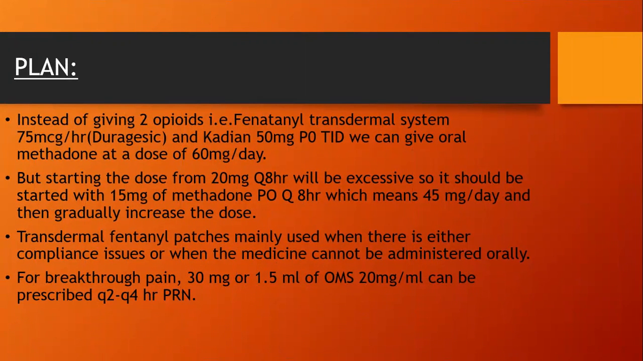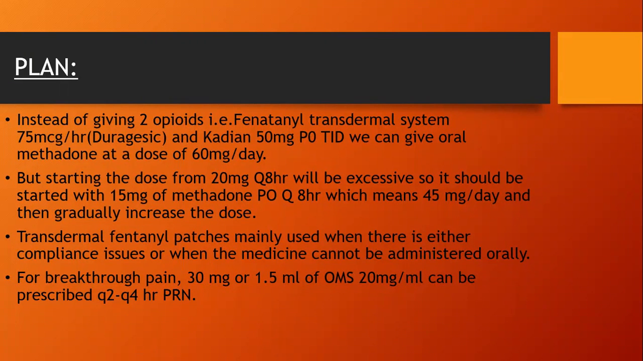So instead of giving two opioids, which is fentanyl transdermal system, which is known as Duragesic also, 75 mcg per hour, and Kadian 50 milligram orally, which is producing a duplicative effect and drowsiness, we can give oral methadone at a dose of 60 milligrams per day, which means 20 milligrams of methadone will be given after every 8 hours.